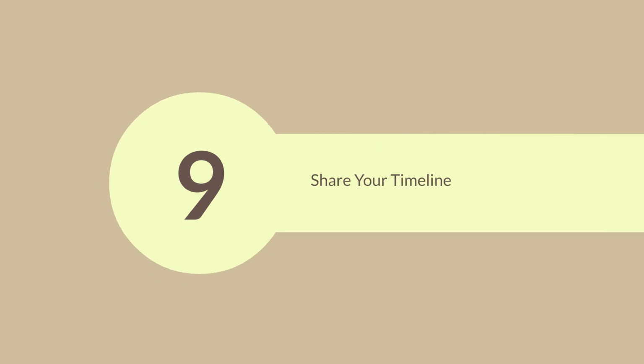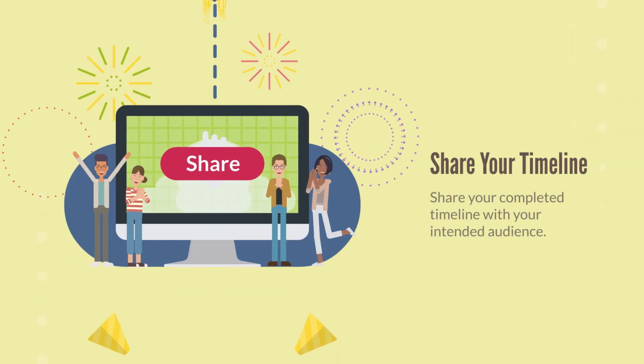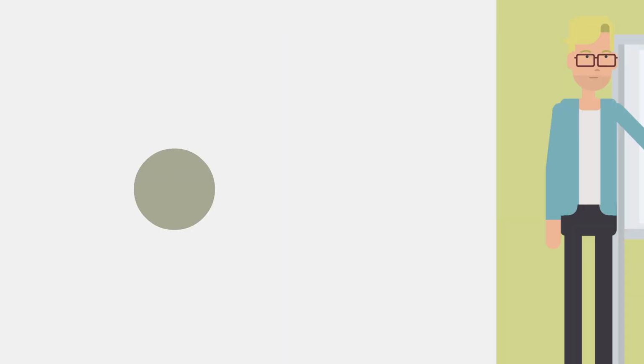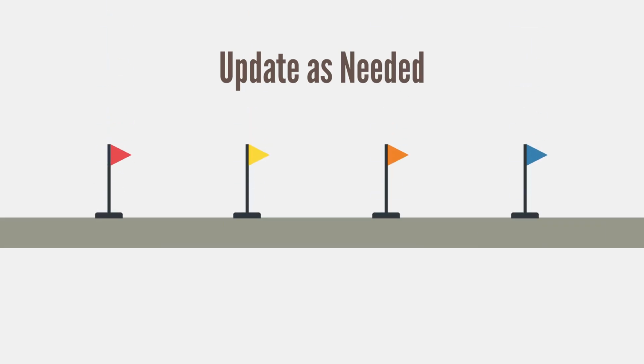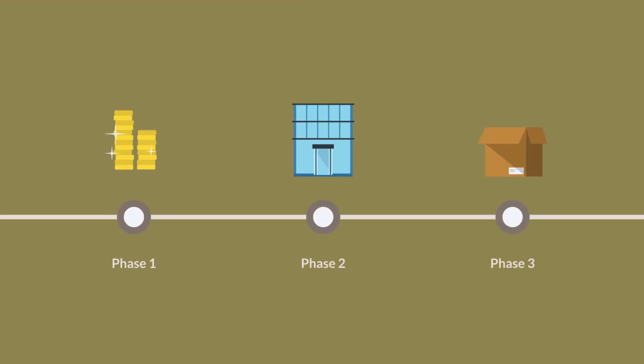Step 9. Share your timeline. Share your completed timeline with your intended audience. Whether it's for a presentation, report, or personal reflection, make sure it reaches the right people. Step 10. Update as needed. Keep your timeline updated as new events unfold or information changes. Regular updates maintain its relevance and usefulness over time.